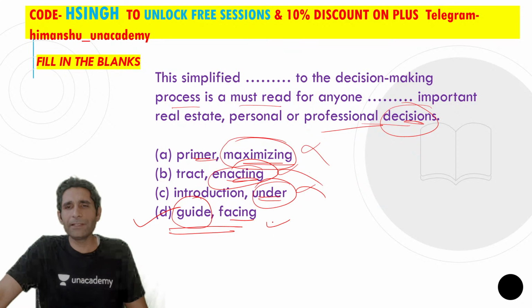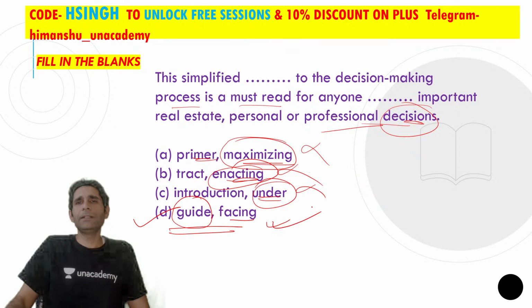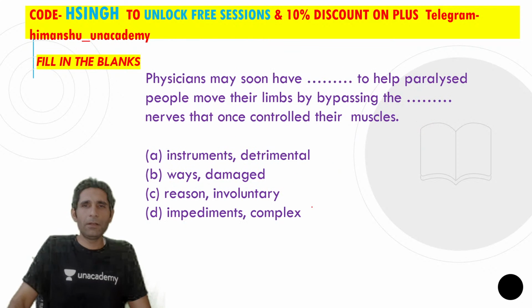The answer very simply is going to be option D, that is this simplified guide to the decision making process must read for anyone who is facing important real estate, personal and professional decisions. Yes, Siddharth, correct answer. Yes, Anjali, correct answer. Yes, D option. Okay.